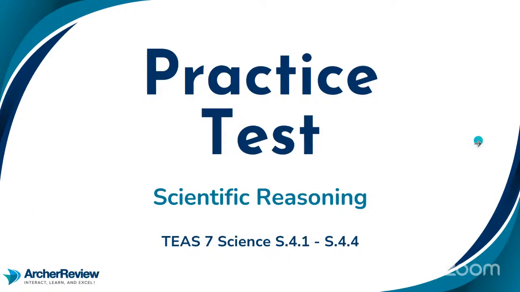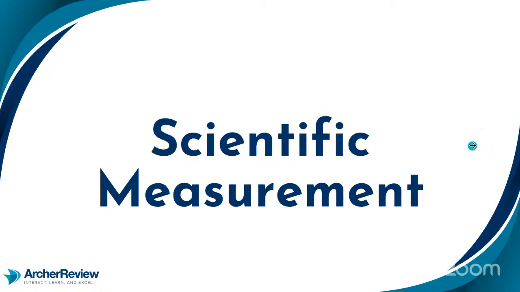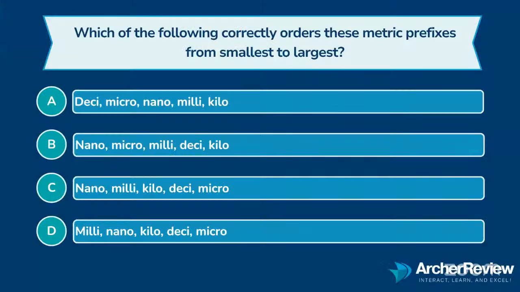Here we go, guys. Let's get started. We're kicking off with scientific measurement. That aligns with S4.1. Which of the following correctly orders these metric prefixes from smallest to largest? A, deci, micro, nano, milli, kilo. B, nano, micro, milli, deci, kilo. C, nano, milli, kilo, deci, micro. D, milli, nano, kilo, deci, micro. Got 45 seconds. Get those answers out there.